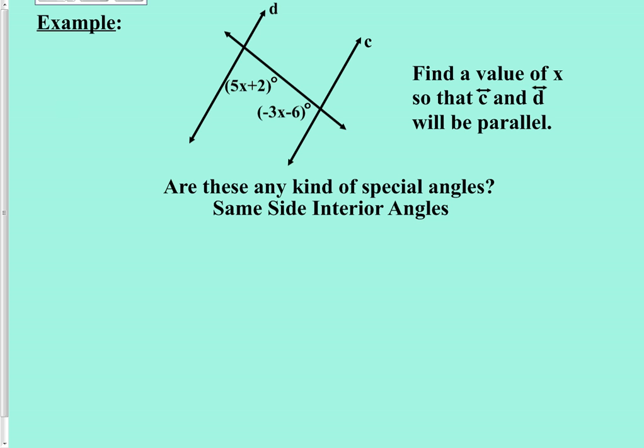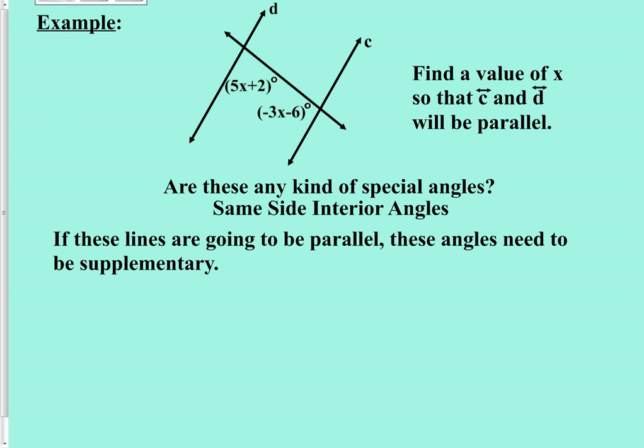Okay, so now the question is, what are same side interior angles supposed to do if these lines want to be parallel? Well, the answer to that is those angles need to be supplementary in order for the lines to be parallel. So just like with the last one, we have these two angle measurements that need to add up to equal 180 degrees. Okay, so there's the equation. It's time to solve it.